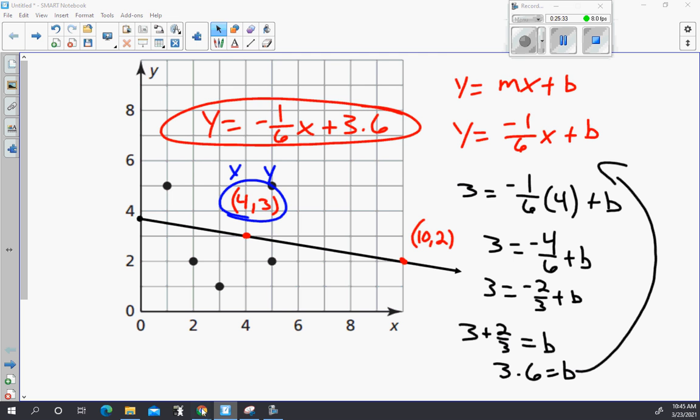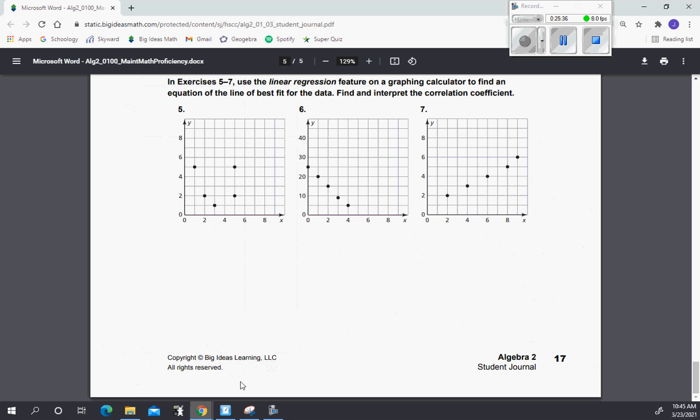Now, what did the question ask here? It said, find the equation of the line of best fit, which we did, and interpret the correlation. I'll write that here. How would you interpret that correlation? Well, it's not a very strong correlation. Really, there's not a whole lot to be said about this scatter plot. So we'd call that a weak, okay, and we call it a weak negative correlation.